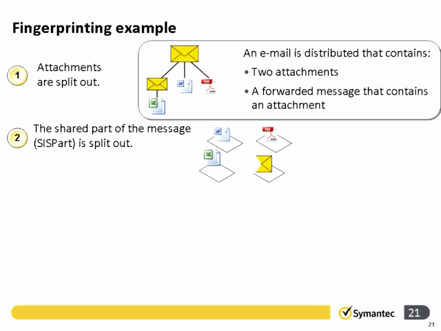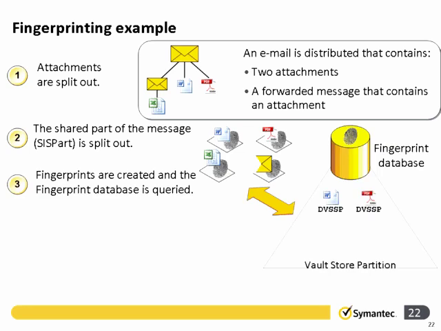Again, if you get into details of the message itself, there are parts of that message that are unique, and there are parts that are available for sharing. So we're going to take the part of that message that is available for sharing and fingerprint that as well. So the fingerprints are created, and the fingerprint database is queried. You can see in this particular example, there's already a Word document and a PDF document that have been shared from a previous archival process.